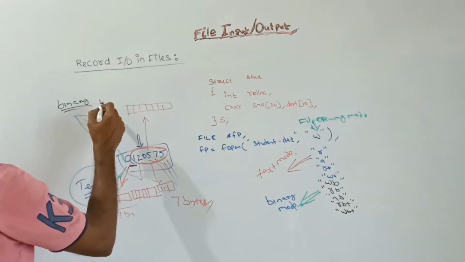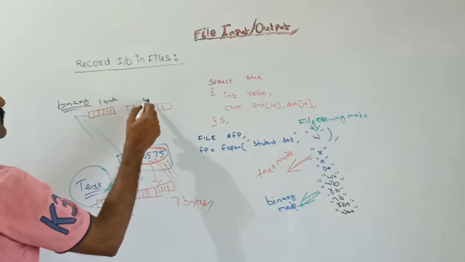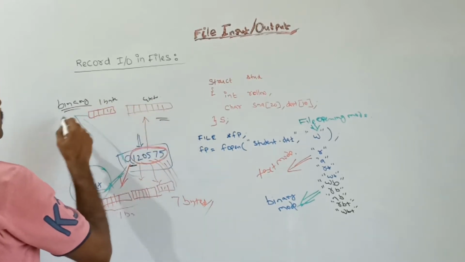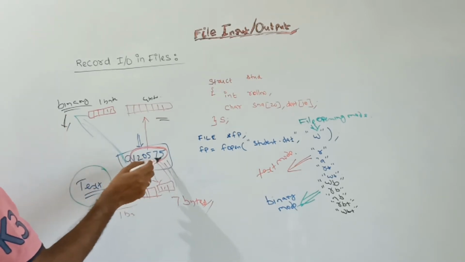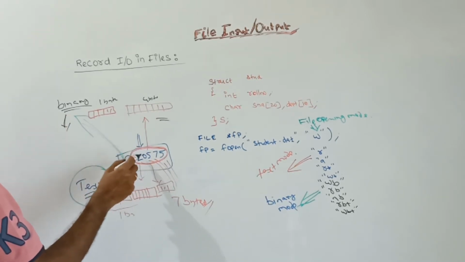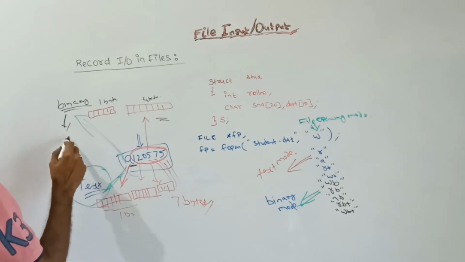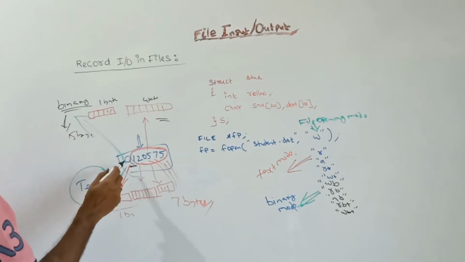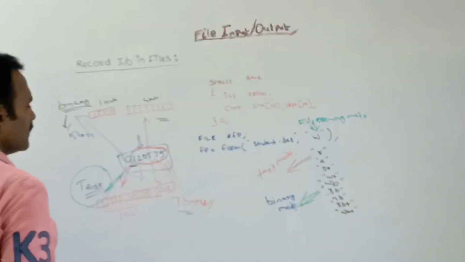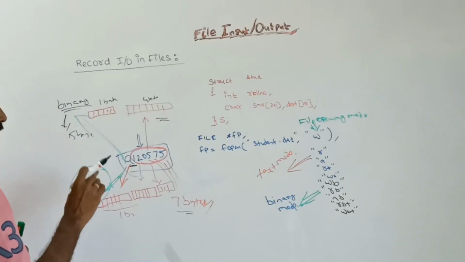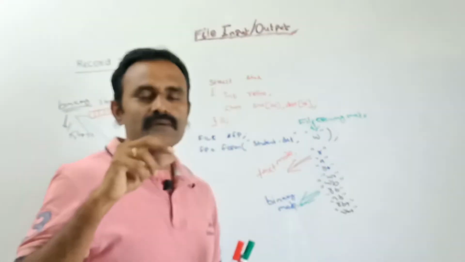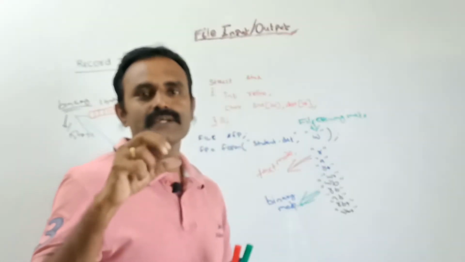So here 1 byte for this, and 4 bytes for this. So totally, how many bytes does it occupy? If you store the same content in a binary file, it occupies 4 plus 1, 5 bytes. If you store the same content in text mode, it will occupy 7 bytes. So this is the difference in bytes. See, the advantage is that if you create the file in binary, then we can save storage memory.